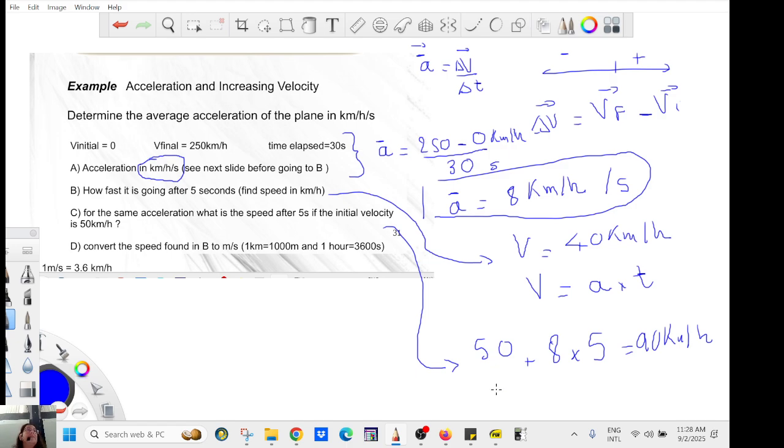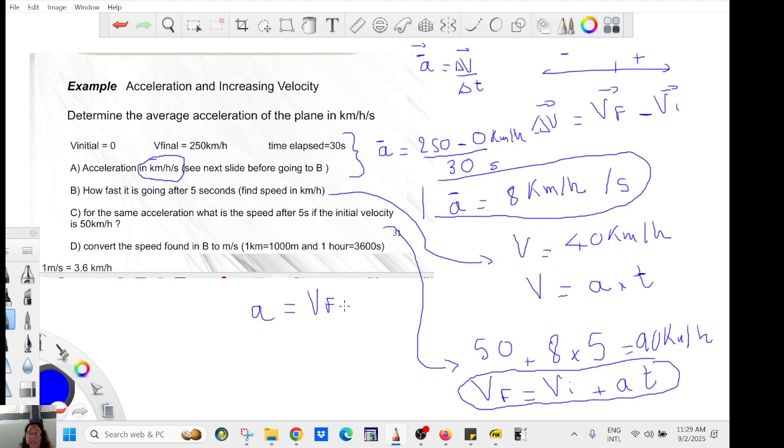Agree? If you think money, it's easier. You make $8 an hour, you work for 5 hours, and your boss is so nice that just to show up, they give you $50. So final velocity equals initial velocity plus the rate times the time. That's a kinematic equation. Or you can say acceleration is the final velocity minus the initial velocity divided by the time. These equations are the same thing.